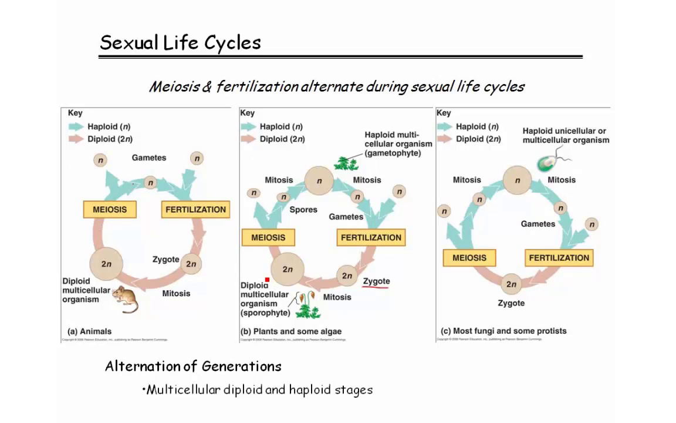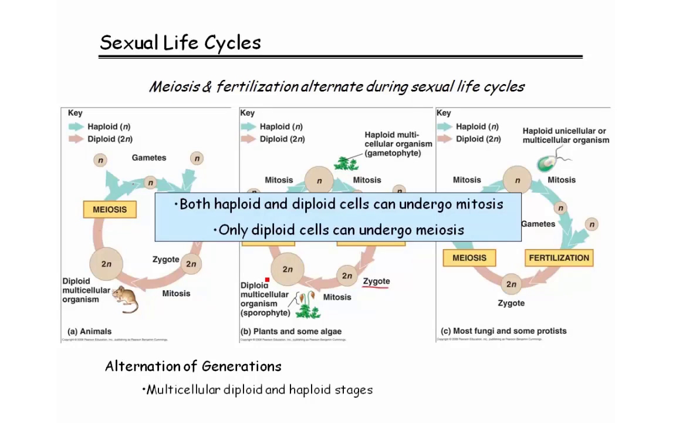We also want to point out that both haploid and diploid cells can undergo mitosis. Mitosis produces an exact copy of whatever it starts with. So if the parent cell is haploid, the daughter cells will be haploid. If the parent cell is diploid, then the daughter cells will be diploid.